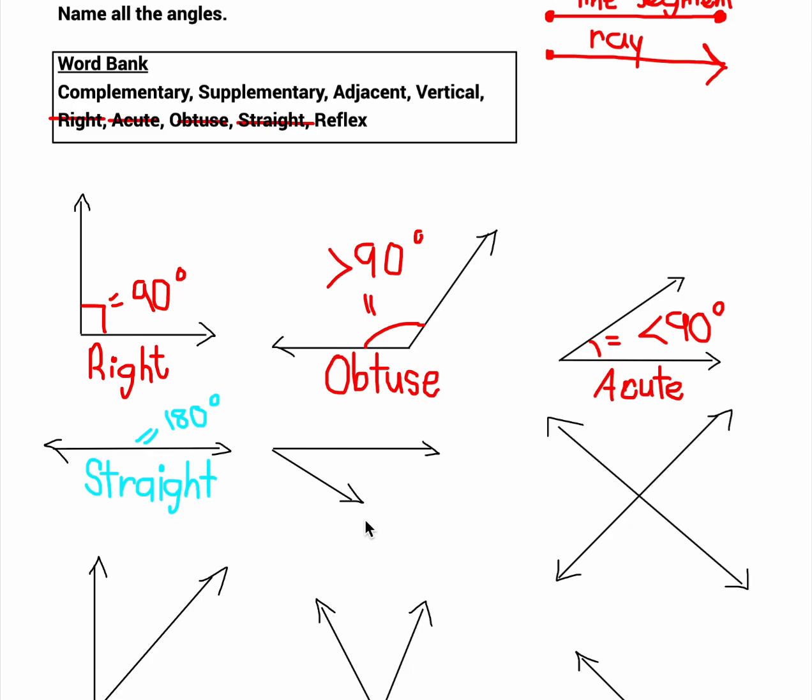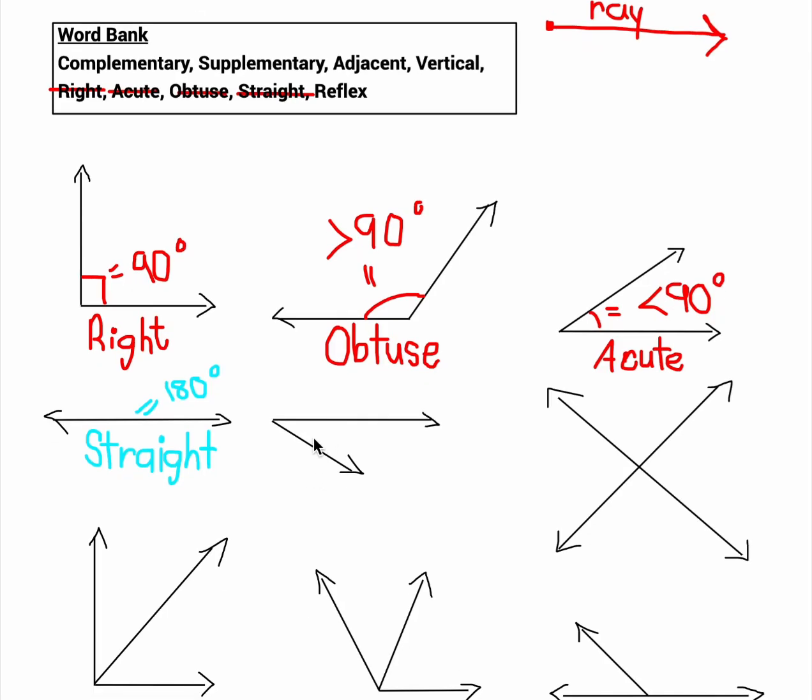So moving on to the next angle, this angle looks very like an acute angle, except it is not less than 90 degrees, it is actually greater than 180 degrees. But it is less than 360 degrees. So this is called a reflex angle.